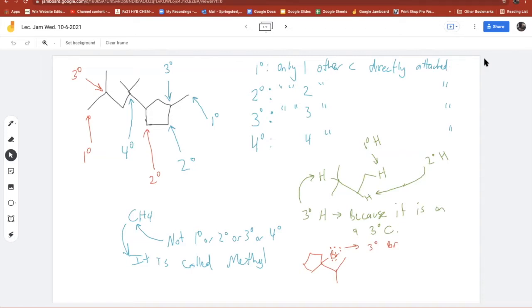And then if I have this guy, what kind of bromide is that? Secondary bromide. All right, we're getting it good. And then what about this guy? CH3Br. Anybody know what we call that bromide? Exactly. Methyl bromide. It's not a primary, secondary, tertiary, anything like that.